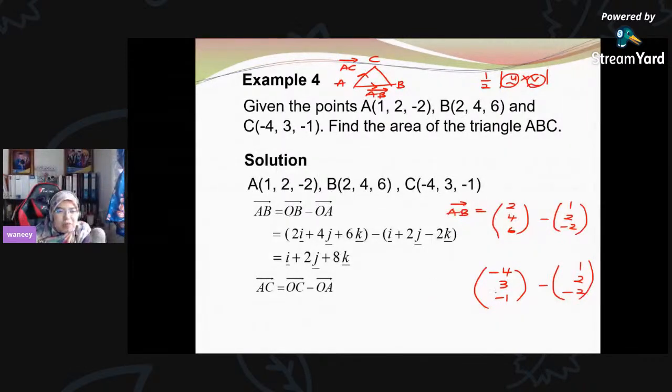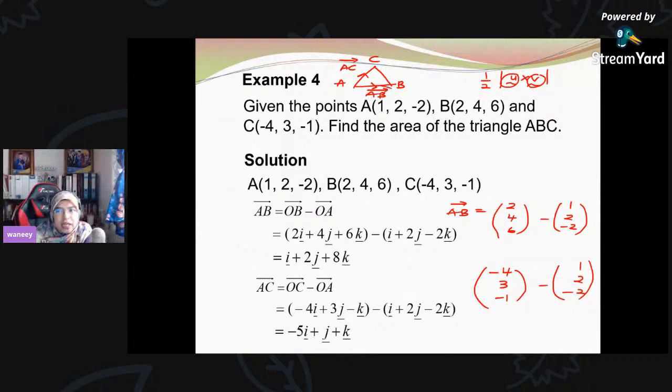But don't forget to add the I, J, K back when you subtract. So we get negative 4I plus 3J minus K, minus I plus 2J minus 2K. I with I, J with J, K with K. So you are going to get negative 5I plus J plus K. Okay, so I know the side vectors already.